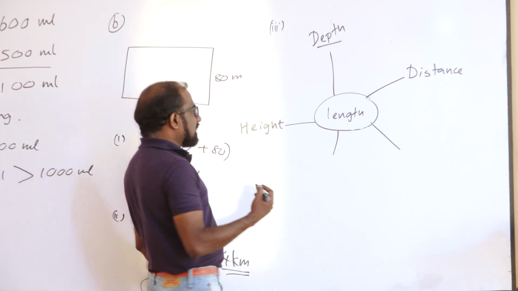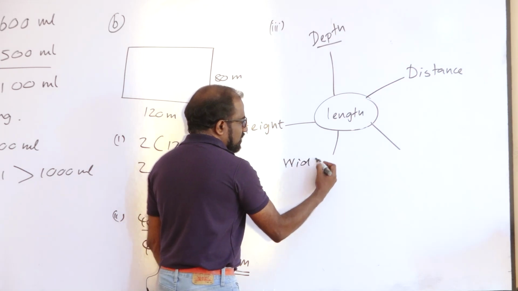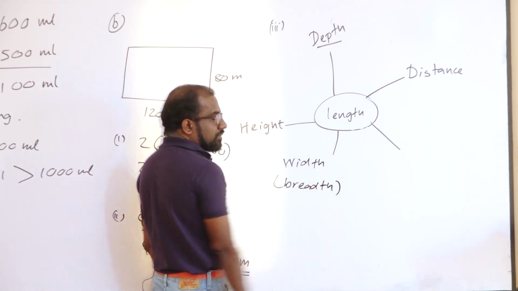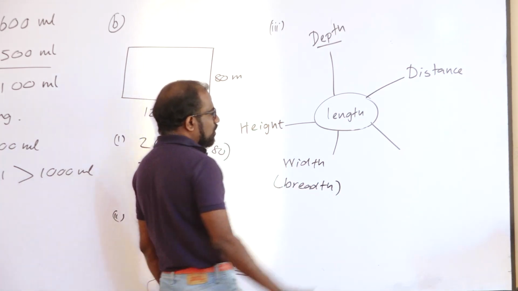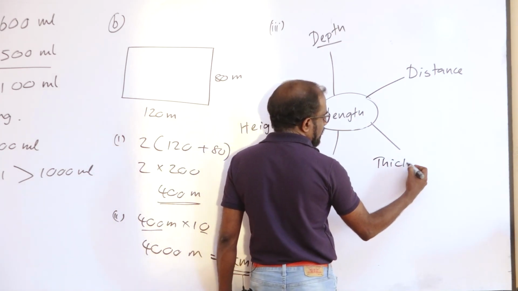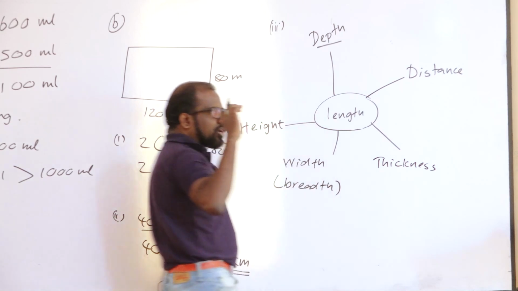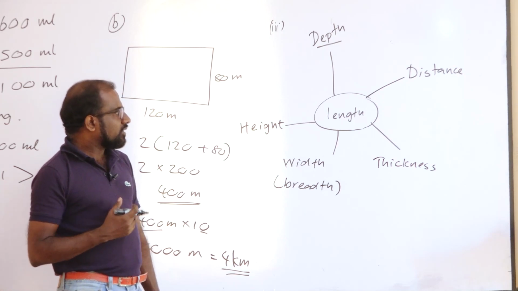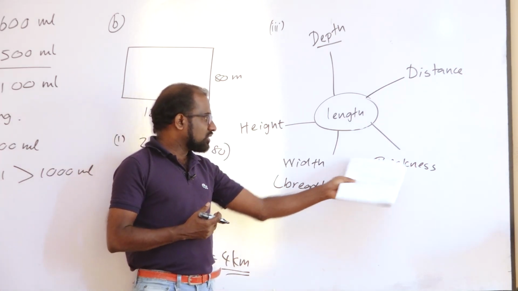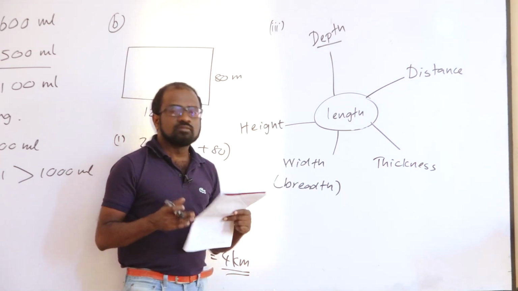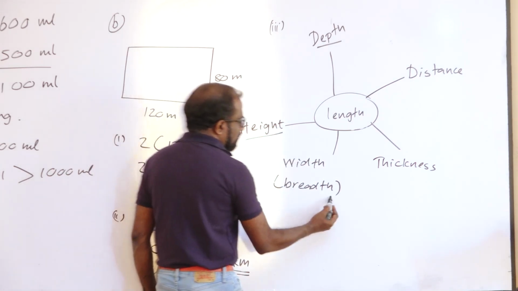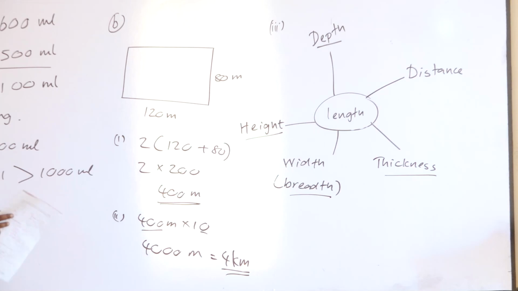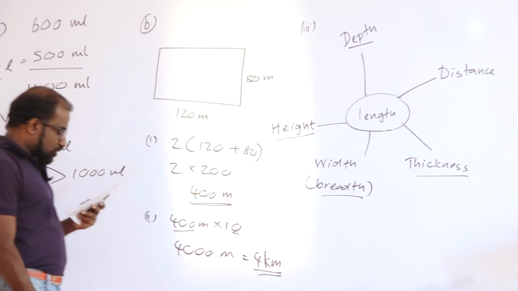Then what else? Width, or breadth, both are correct. Then you have another name, thickness. For example, if you take a dictionary or a book, the thickness of the book. All those are length. So thickness, width or breadth, height, those are the terms that should come to the blank. Okay. Complete question number 4 also.